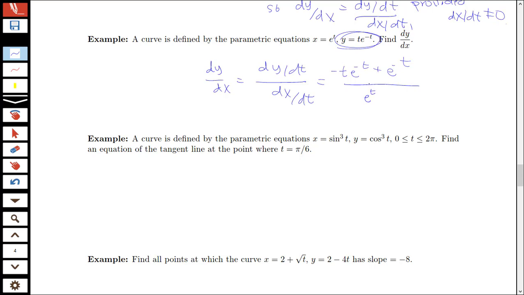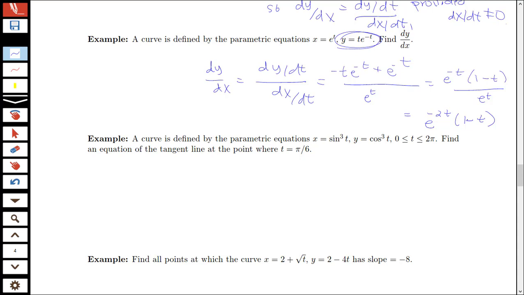Okay. So what can I do further with this? Well, I can just simplify it a little bit. I have e to the negative t times 1 minus t for the numerator, all over e to the t. And then I could bring this e to the t that's in the denominator up. So I have e to the negative 2t times 1 minus t as the form of my derivative, which I could then use to find the slope at various points t.